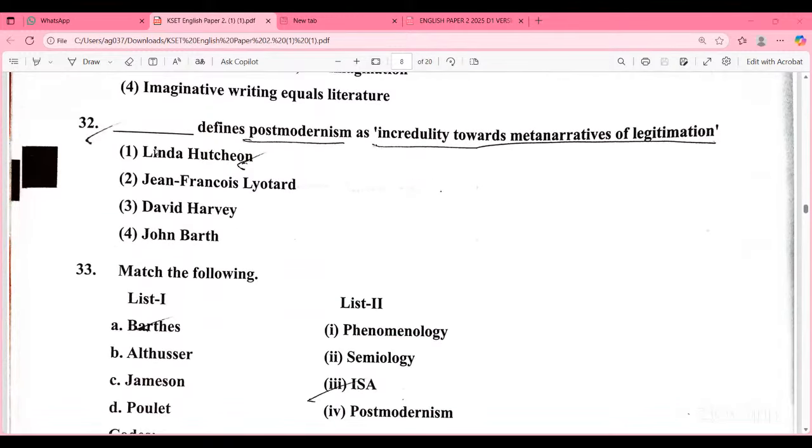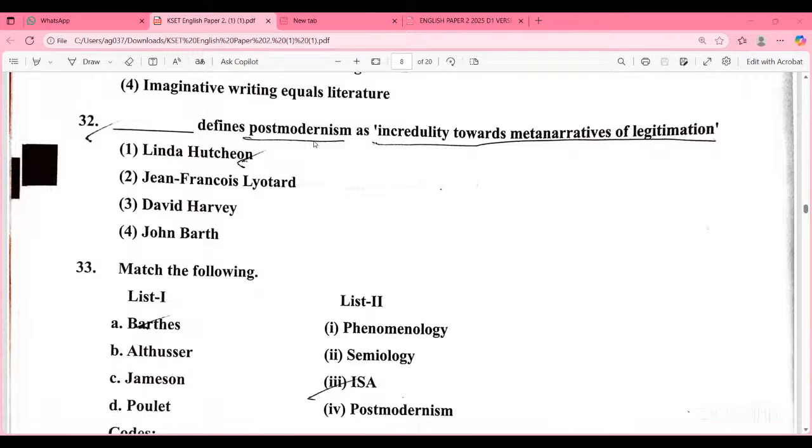Next. Dash defines postmodernism as incredulity towards metanarratives of legitimation. Who said this? It was Jean-Francois Lyotard. Option 2 is the right answer, Lyotard.